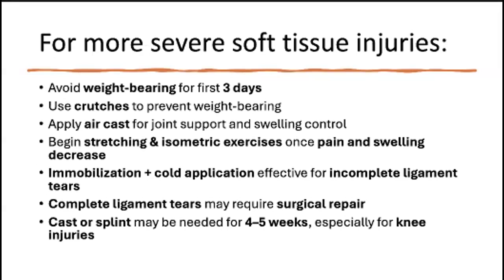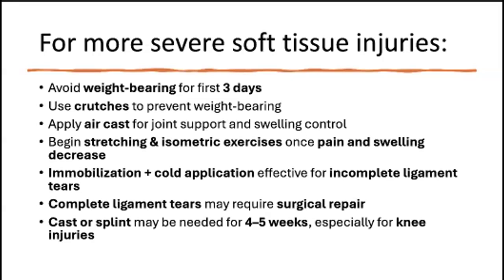Now, therapeutic nursing management for joint injuries. We want to avoid weight-bearing activities for at least 3 days. If the child is of age, we can do crutch walking to prevent weight bearing. If we use an air cast, we need to do education on that. The air cast is going to help support the joint and reduce the swelling. Those can be worn for several weeks during the healing process. Once the swelling and the pain are reduced, we can start with stretching and isometric exercises.